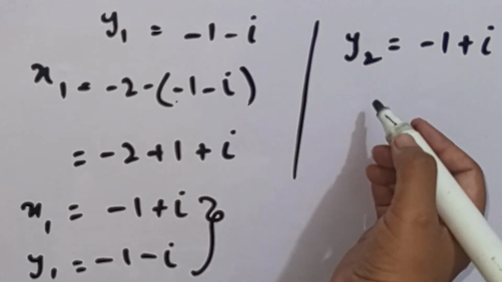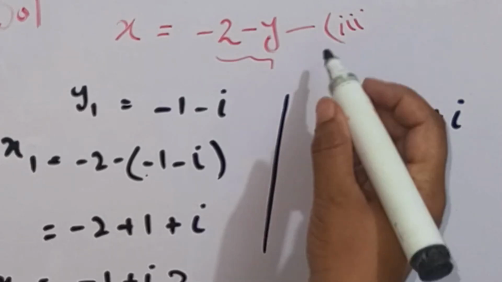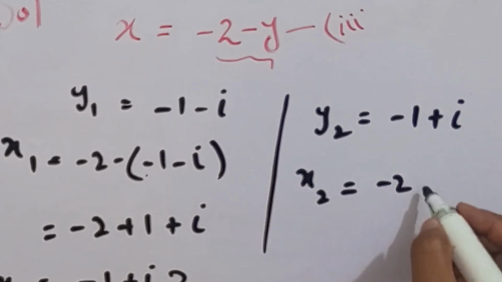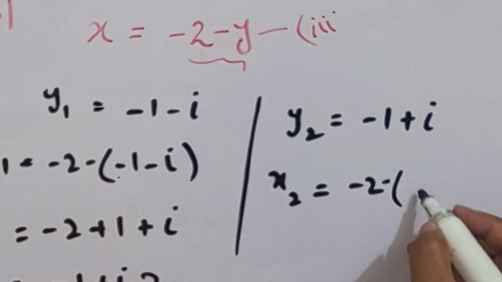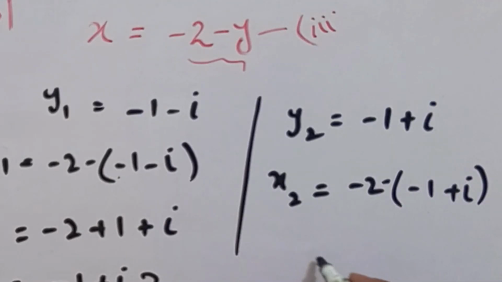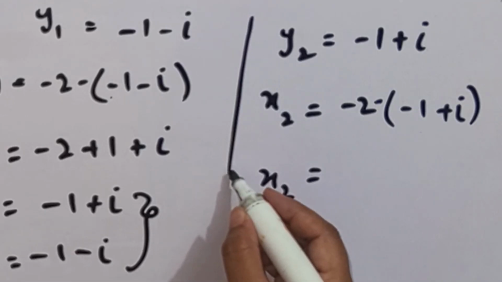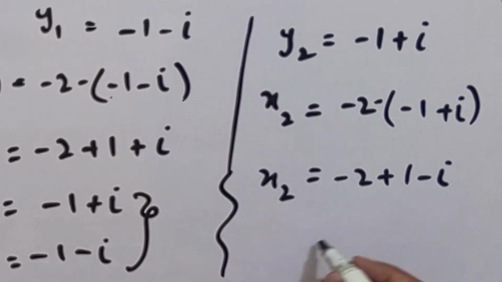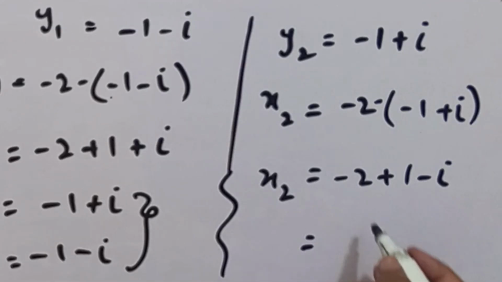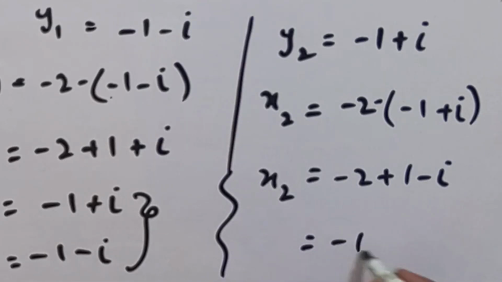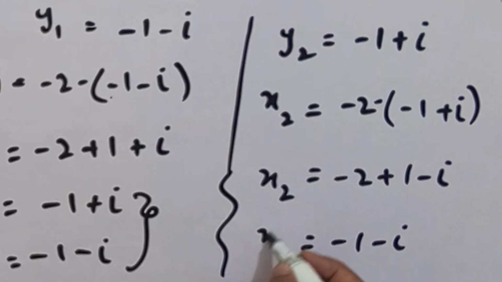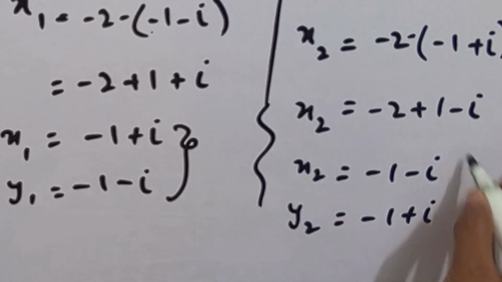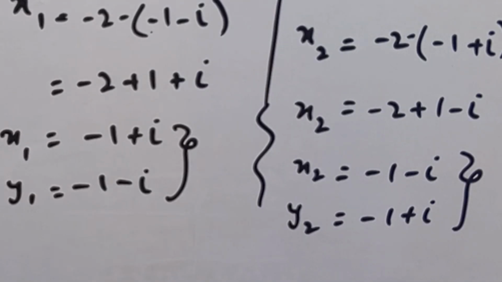Now we take this y2 value and find x2. For this we also use equation 3. Here we write x2 is negative 2 minus y, and y is this one, negative 1 plus iota. Now we simplify this. So we have negative 2 and positive 1, and this is a negative iota. Negative 2 and positive 1 is negative 1, and this is a negative iota. This is the value of x2. In this case the y2 is negative 1 and positive iota. These are the possible answers that satisfy our question.